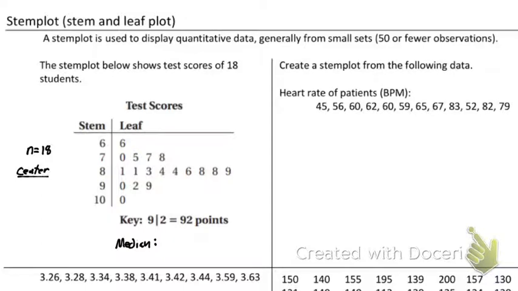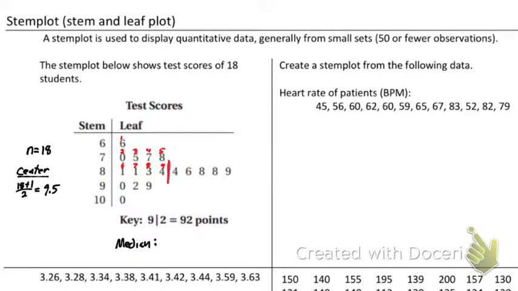Our center would be n, which is 18, plus 1 divided by 2, which equals 9.5, which means we're going to count in. Does that mean my median is 9.5? No. It means count 9.5. So I'll actually do that. I'll go 1, 2, 3, 4, 5, 6, 7, 8, 9. 9.5 would be smack dab between 4 and 4.